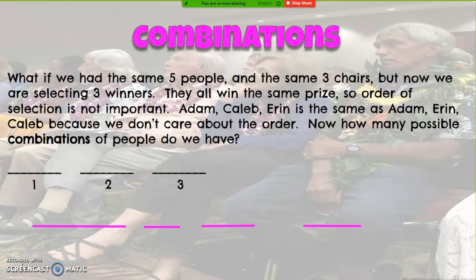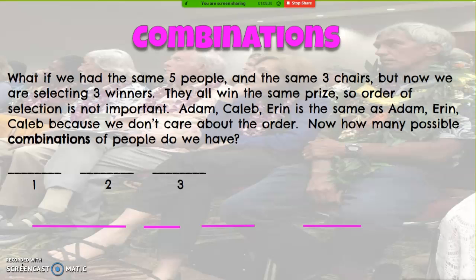Okay, what if we had the same 5 people in the same 3 chairs, but now we are selecting 3 winners. They all win the same prize. This is what I was talking about before. Now it's a combination. The order of the selection does not matter. They're all going to get the same prize.